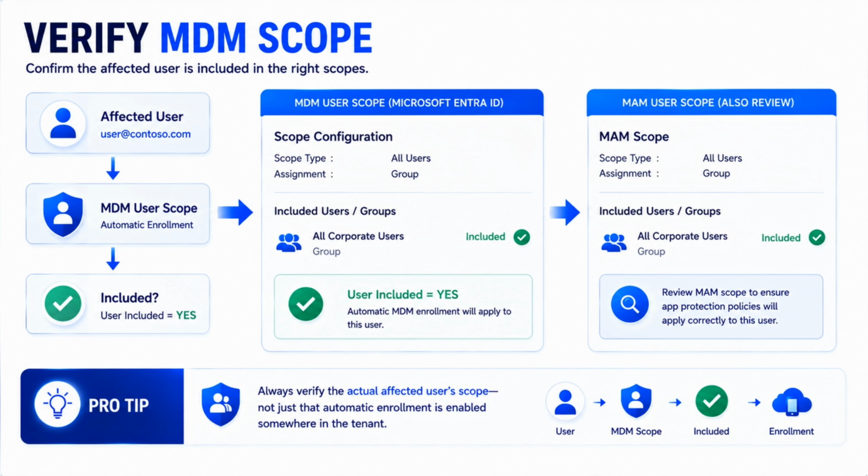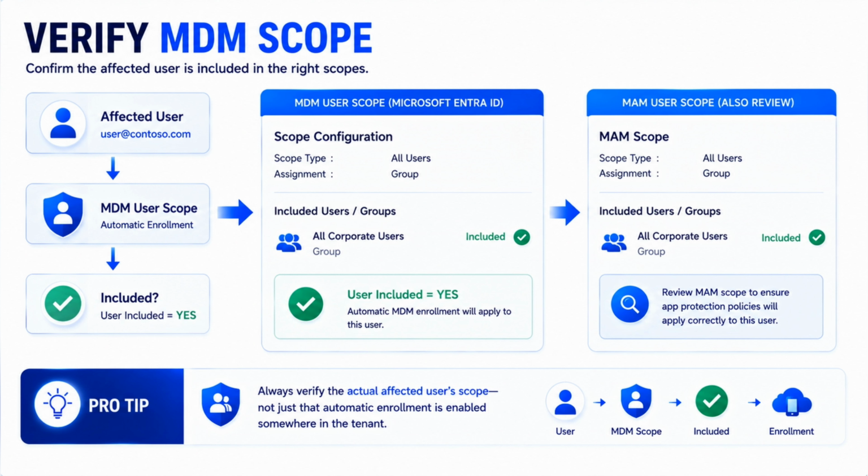Now move to the enrollment configuration. Verify that the affected user is included in the Microsoft Intune Automatic Enrollment MDM User Scope. If the user isn't within the configured scope, the device may register successfully, but automatic MDM enrollment won't happen as expected. Also review the MAM user scope because Microsoft documents that an overlapping MAM scope can take precedence and cause enrollment issues. The goal here is simple.